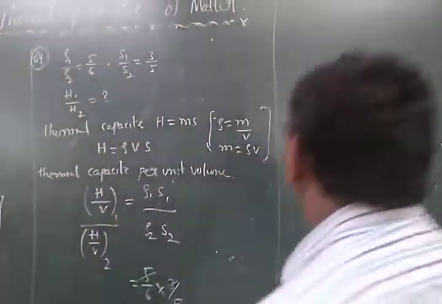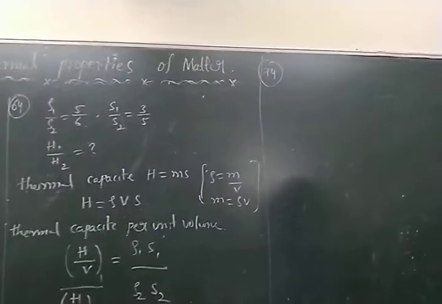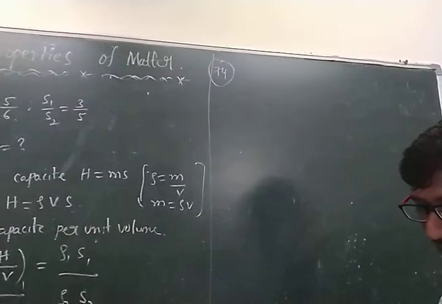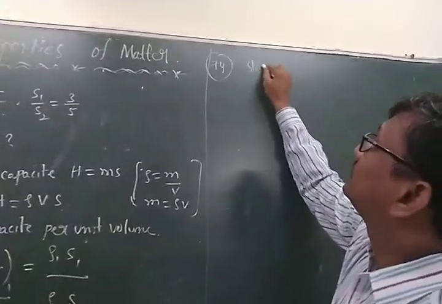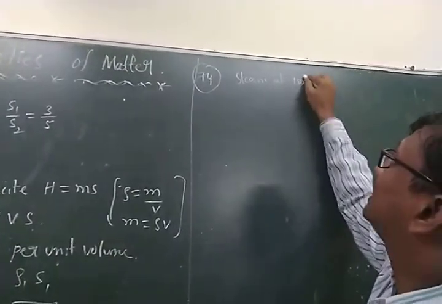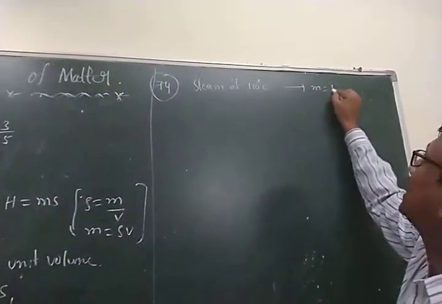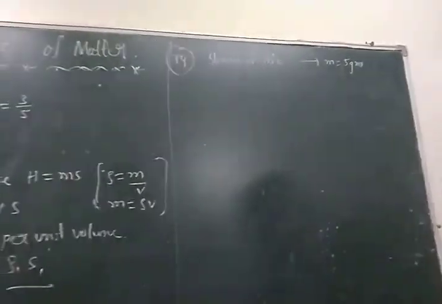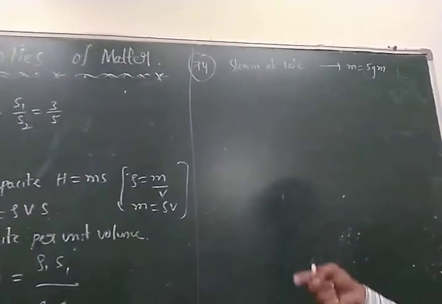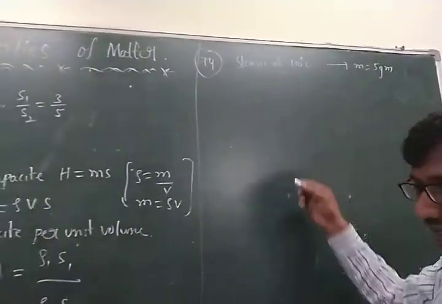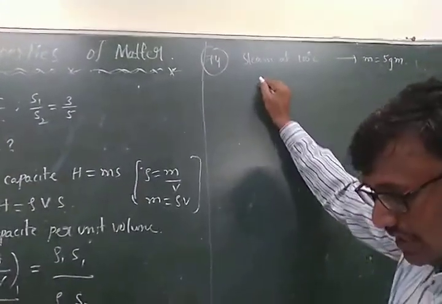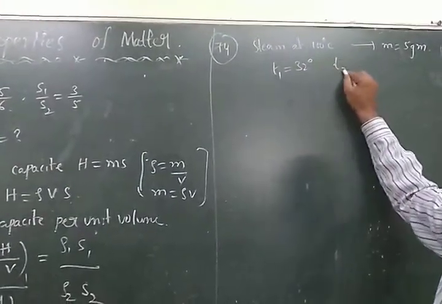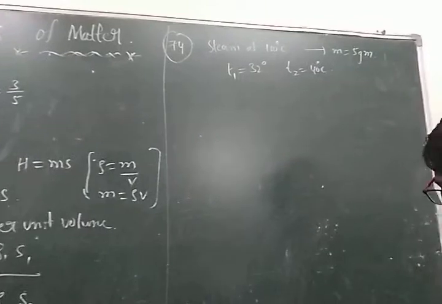Next is question 74. 5 grams of steam at 100 degrees centigrade. The mass is 5 grams. And in the calorimeter, the container of liquid, the temperature rises from 32 to 40 degrees. The initial temperature T1 is equal to 32 degrees centigrade and T2 is equal to 40 degrees centigrade.